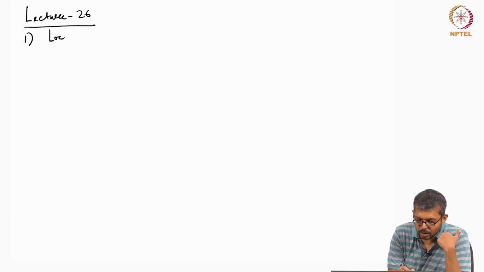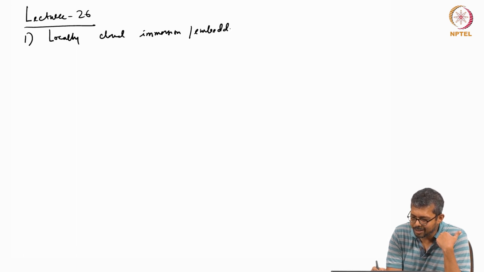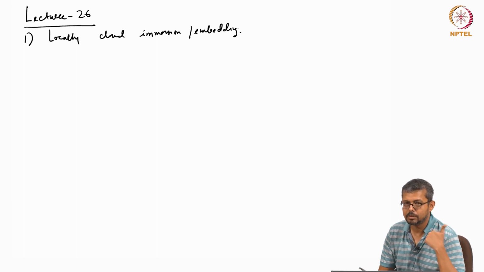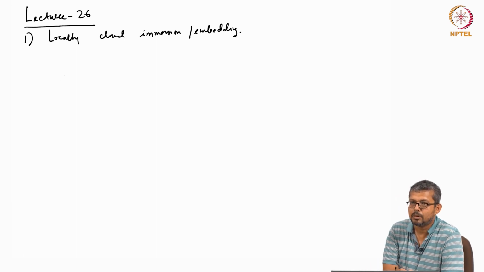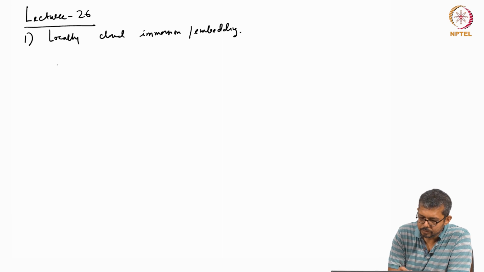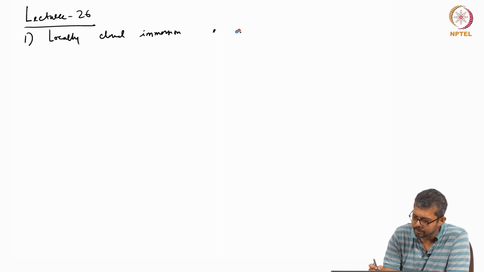So locally closed immersion, or embedding. In algebraic geometry, embedding and immersion are kind of the same. So let's talk about immersion. I'm not talking about tangent spaces and all. Let's write immersion. Sometimes they are called also embedding.